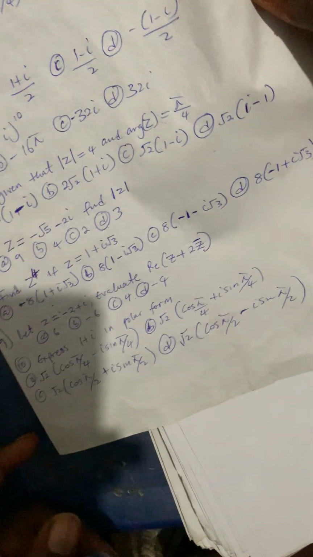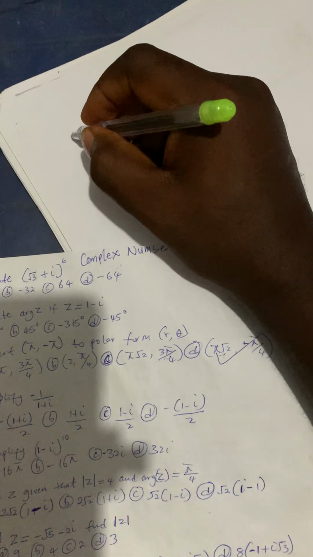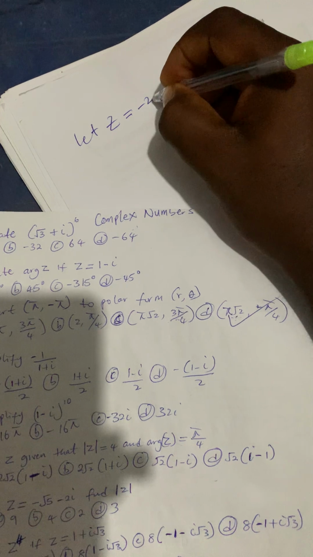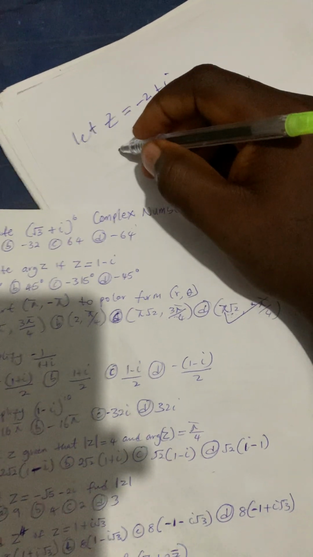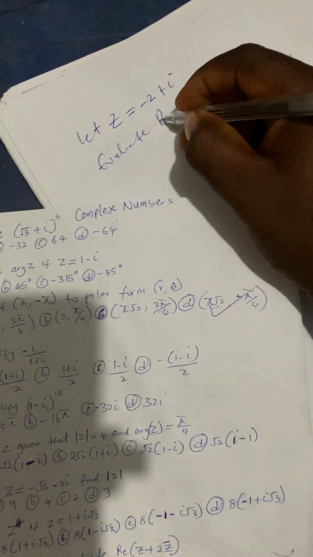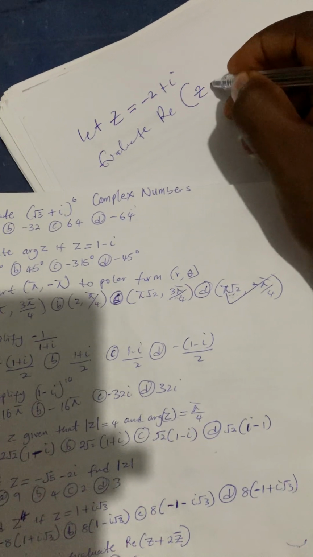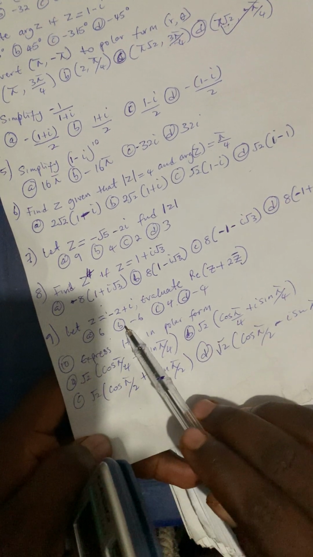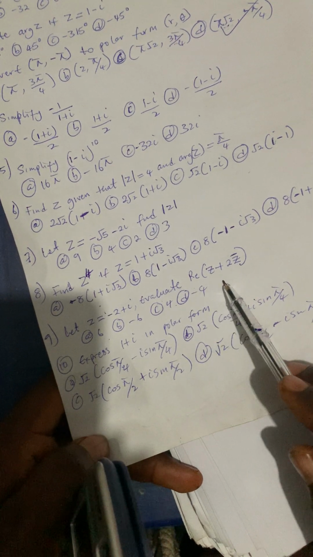Now the question say, make I show you the question, make I even write them out here so you can see them. The question here say let z be equal to minus 2 plus I. Then they say we should evaluate the real part of z plus 2z bar. So now the question be, look at it, question number 9. So let z be equal to this, then evaluate the real part of z plus 2z bar.